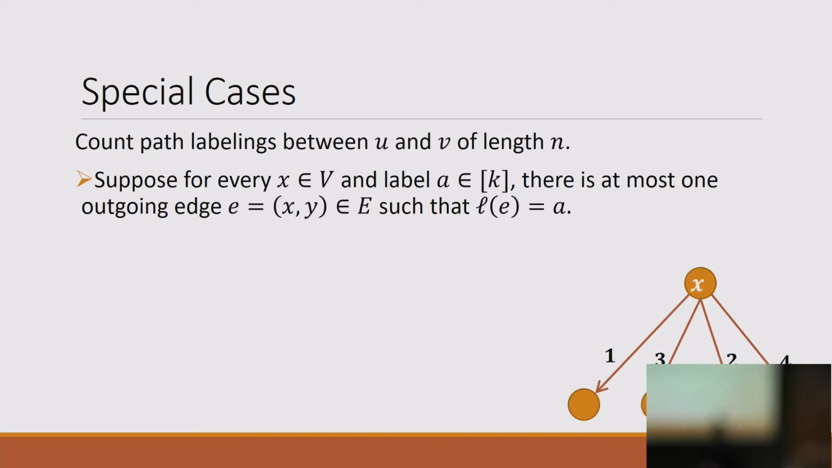Okay, so now I'm going to talk about some special cases of this problem that might be of interest. So remember the problem is counting path labelings from u to v of size n. So suppose I gave you the following promise. I told you that for every vertex x in your graph, and every possible edge label a, there's at most one outgoing edge from x with that edge label. So you look at all the outgoing edges from your vertex and you look at all the edge labels, none of them are repeated, they're all unique. So if I gave you this promise, does anyone see how we could potentially get a good algorithm for counting the number of path labelings in such a graph?